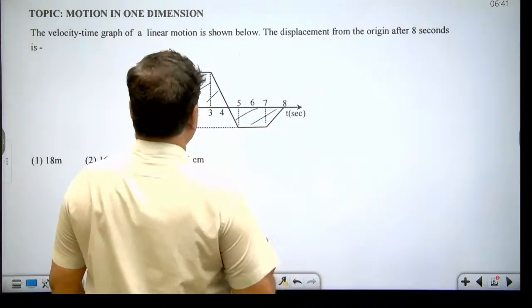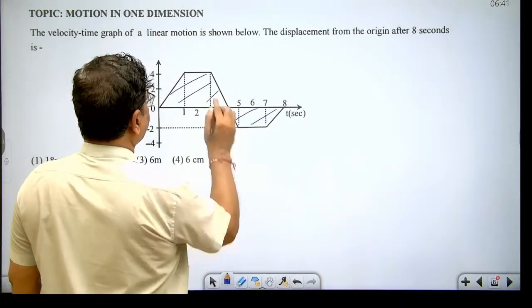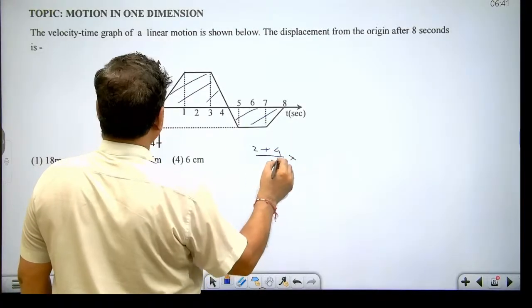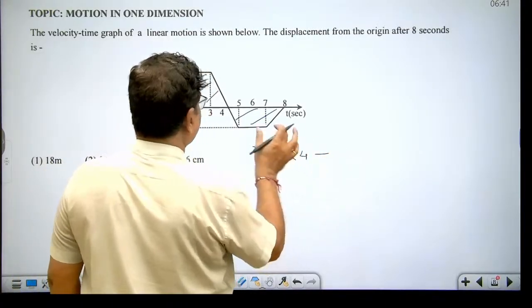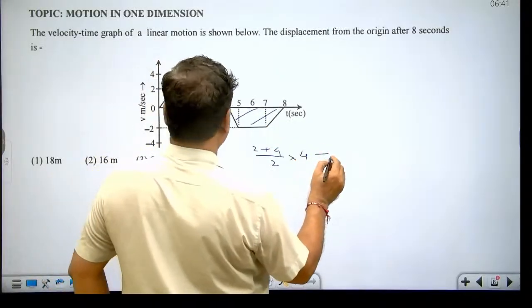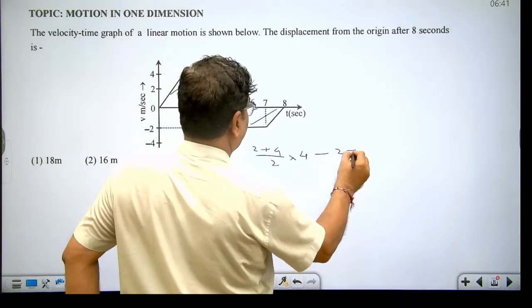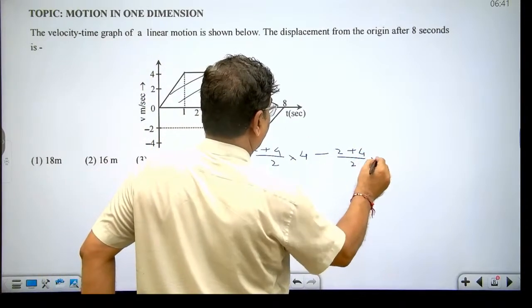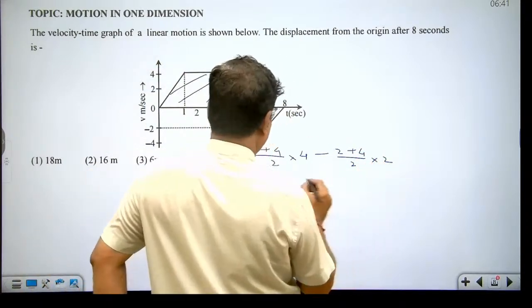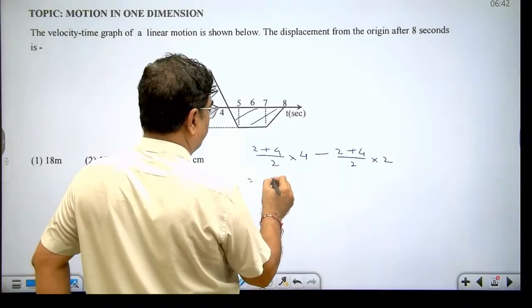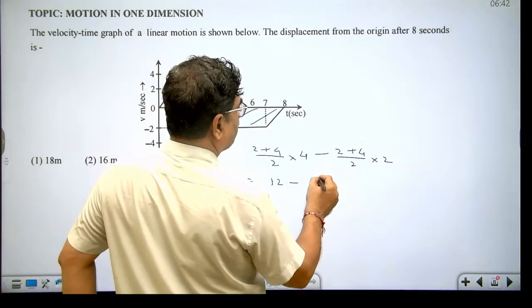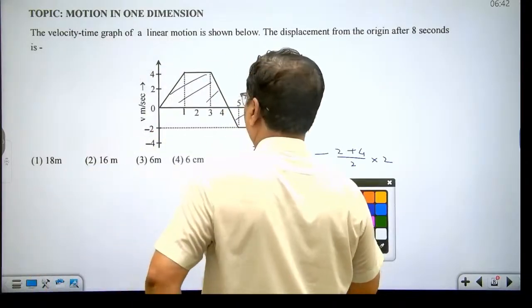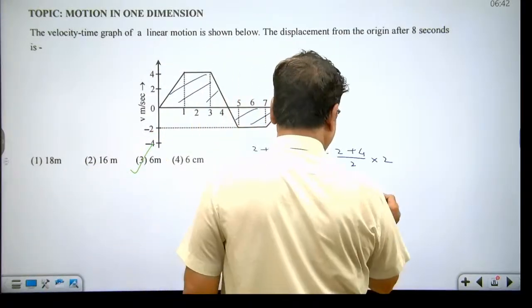Dear student, what is the area of a trapezium? Sum of parallel sides, this is 3 minus 1, 2, this is 4, divided by 2 into the distance between parallel sides. Minus again this: this is 7 minus 5, 2, this is 8 minus 4, 4, divided by 2 into the distance between parallel sides, this is 2. So after solving, this is 6 upon 2, 3 into 4, 12, minus 6 upon 2, 3 into 2, 6. So the answer is 6 meter. So out of 4 choices, the correct choice is option 3.